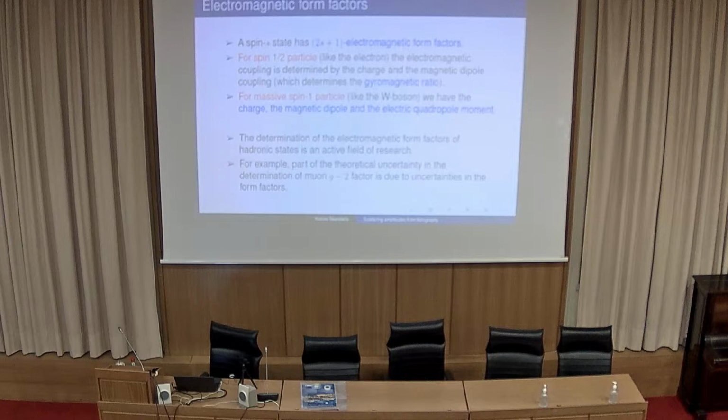For instance, the determination of form factors for hadronic states is still an active field of research, and one of the biggest theoretical uncertainties in the determination of the muon g-2 factor, which has been in the news a couple of times over the last couple of years, is due to uncertainties in the form factors. So potentially, and I'm not saying I'm doing this, these new methods could give you a new non-perturbative way to attack this problem, and not just using lattice QCD, which people are currently using.